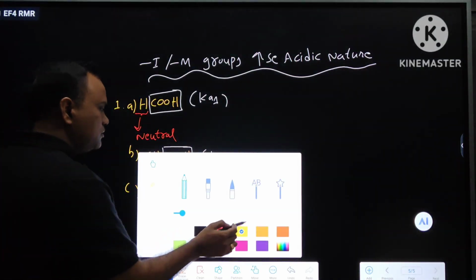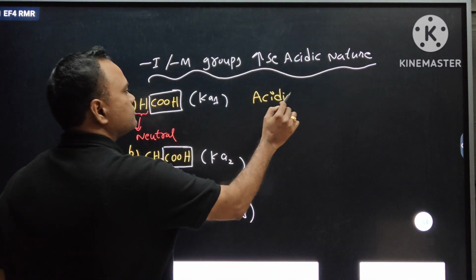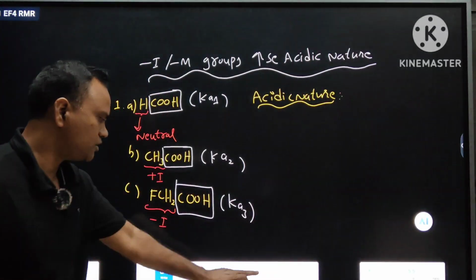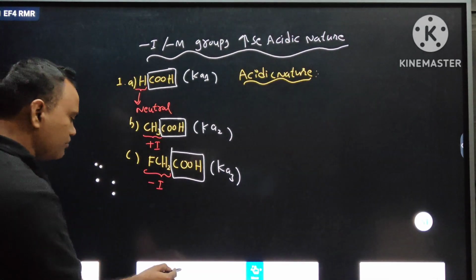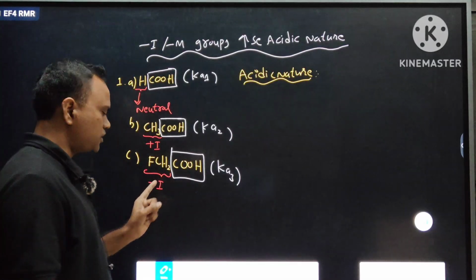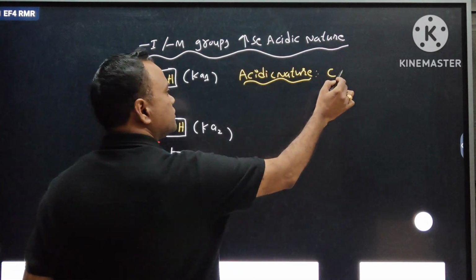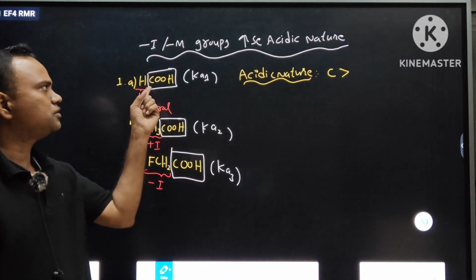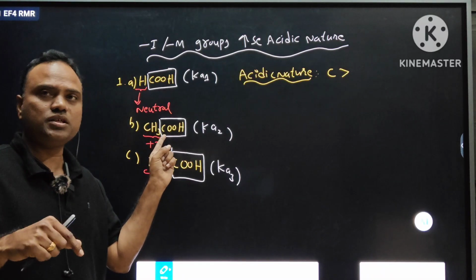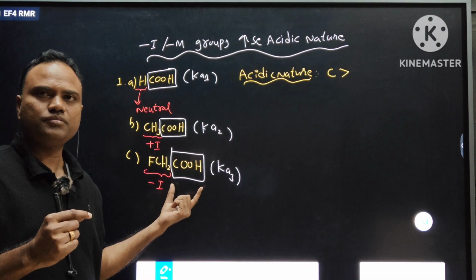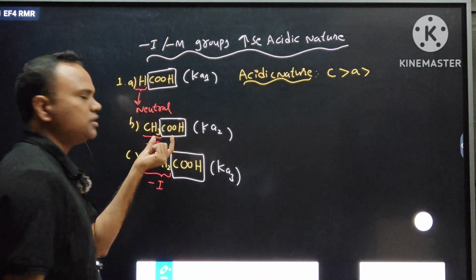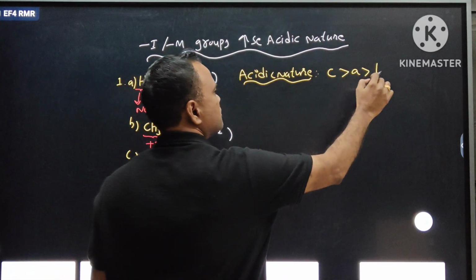First of all, acidic nature order. According to the statement, minus I, minus M groups increase acidic nature. Here minus I is present, so C is more acidic. After that A, because A is neutral. In B plus I is present, that is less acidic. Clear? First the acid with minus I, next neutral A, after that plus I, this is least acidic. Acetic acid is least acidic.